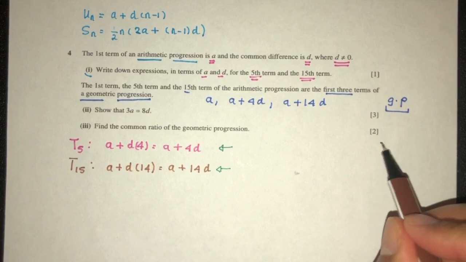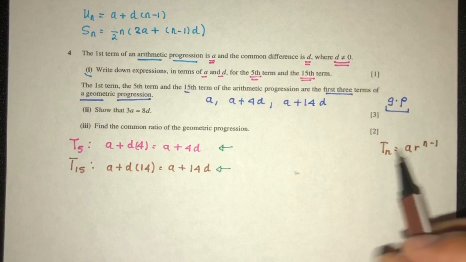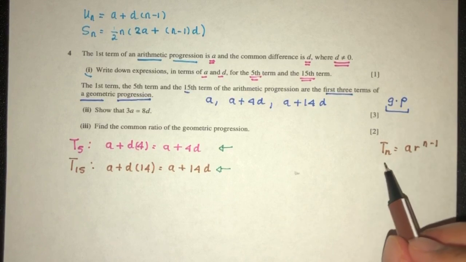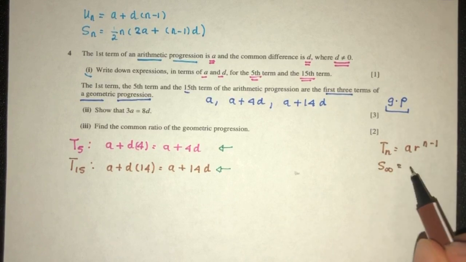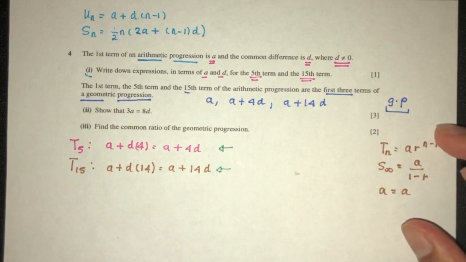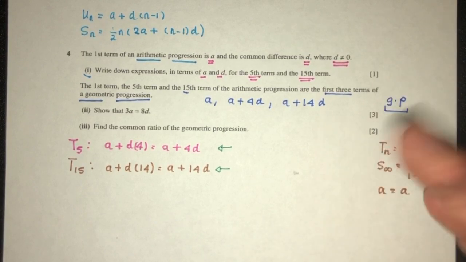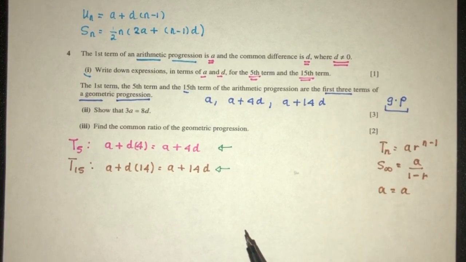So we know the nth term is given to you by a r to the power n minus 1. Then we know the sum to infinity is given to you by a over 1 minus r. And the first term is obviously just a. That is for GP. Again, this is given to you as well in your list, so you don't need to worry about those. But it's always best to write this down for now, and then you can use that directly to find your following values or the answers.